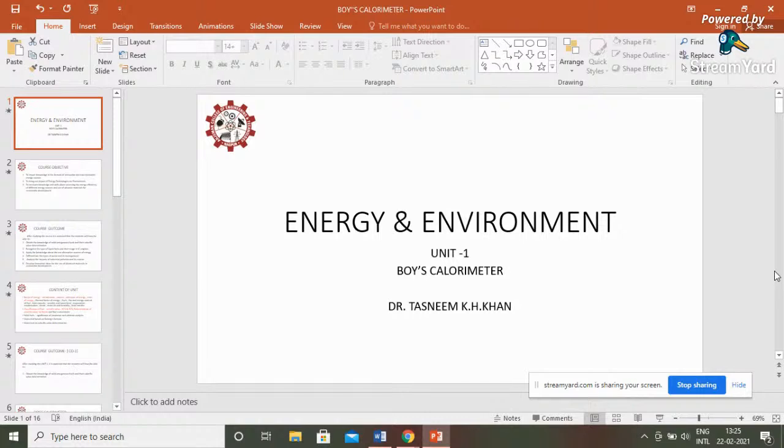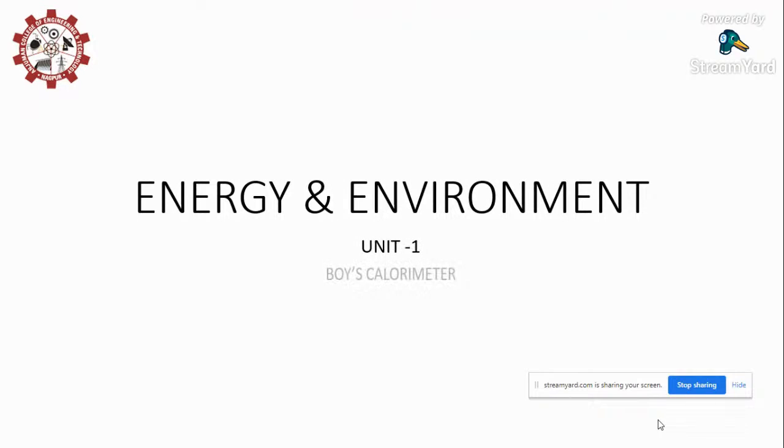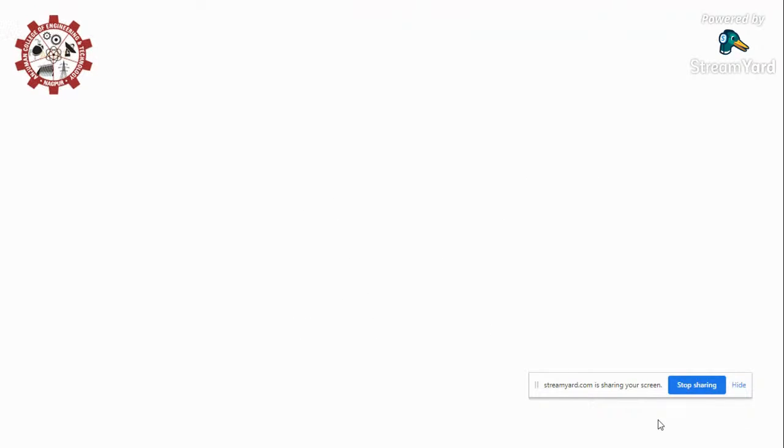Let us begin with our first unit, part 3. The name of the unit is Basics of Energy and Solid Fuel. It will be our third lecture on this. So, to begin with, today we are going to study the Boys calorimeter. We'll study the Boys calorimeter in detail. Let us continue.